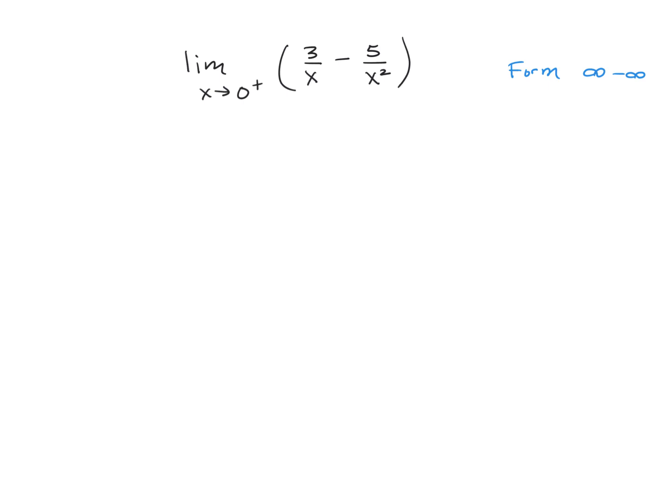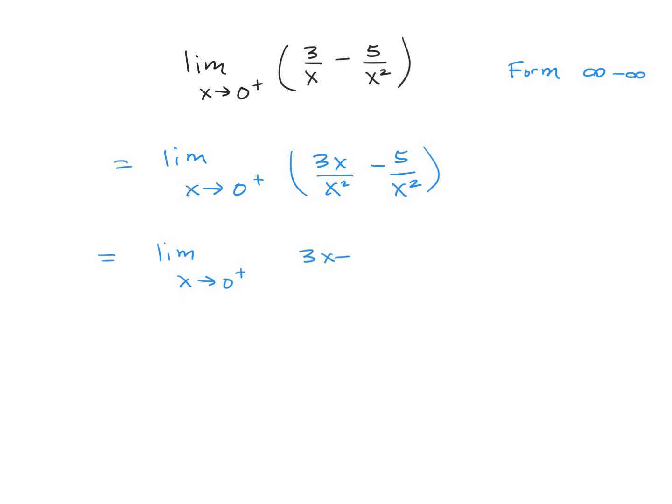So the idea is to rewrite this with a common denominator. This is going to be equal to the limit as x goes to 0 from the right. We can rewrite the first term as 3x over x squared minus 5 over x squared, which is just the limit as x goes to 0 from the right of (3x minus 5) over x squared.